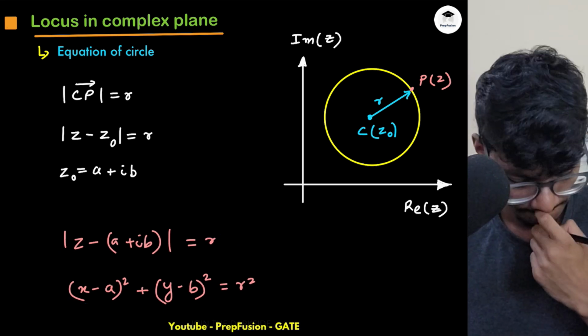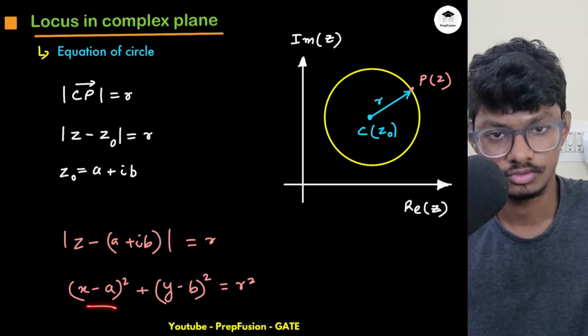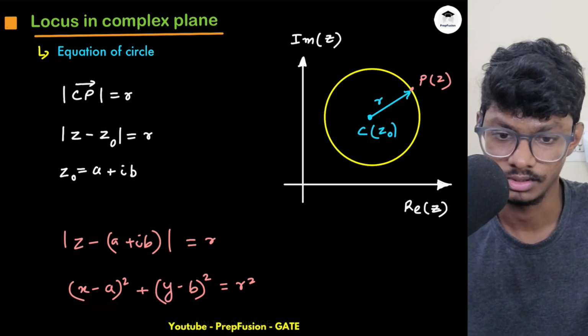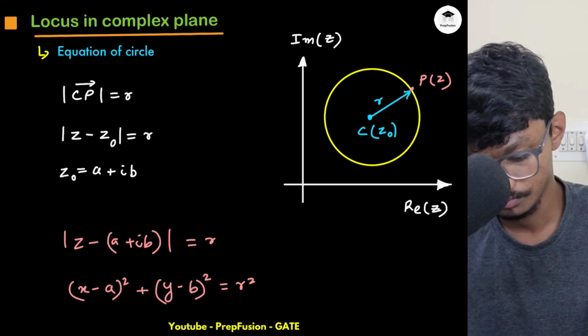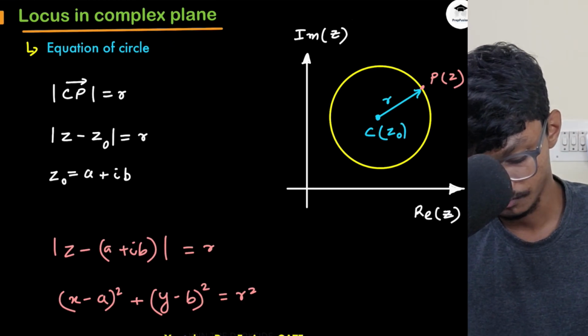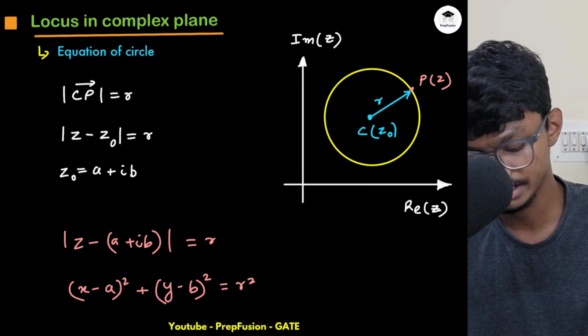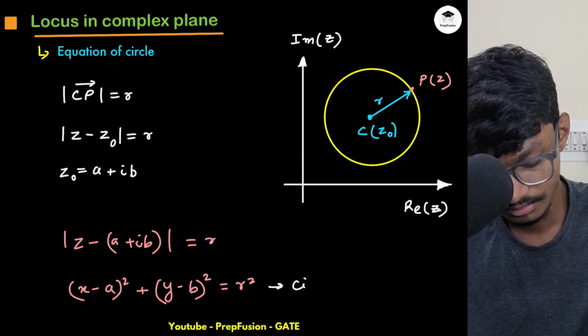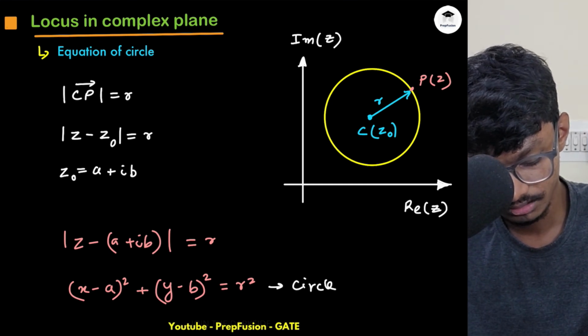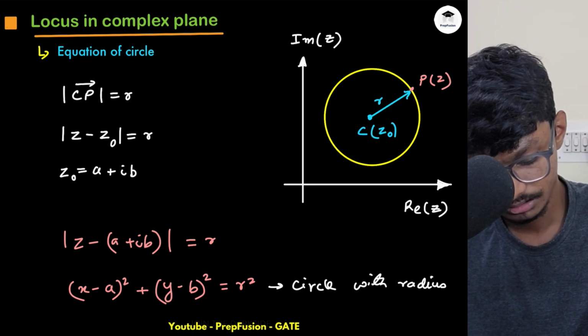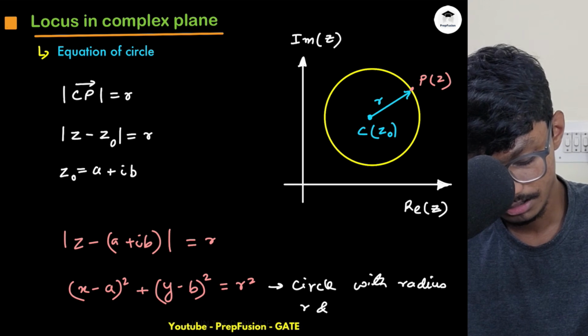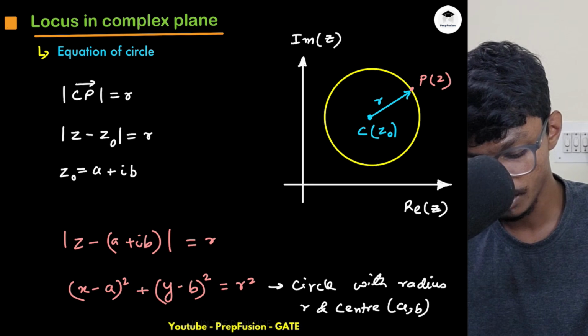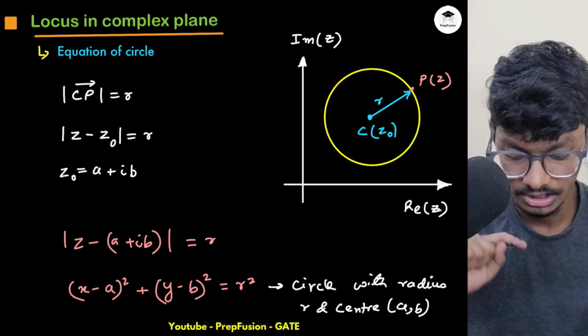Equals r square, okay? So (x minus a) whole square plus (y minus b) whole square equals r square. What is this equation of? You know this equation, right? This is basically the equation of a circle with radius r and center (a, b). Whatever we have assumed is correct, because after solving, I'm getting this equation.